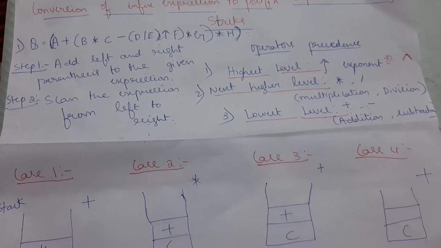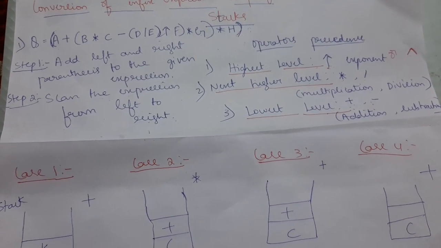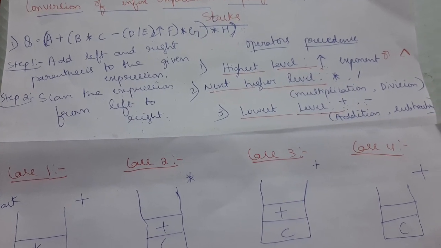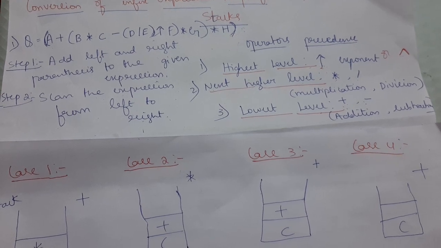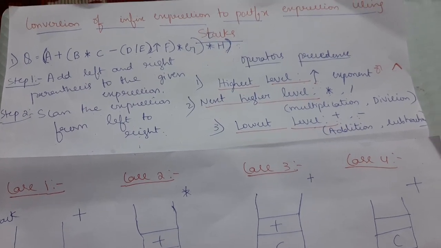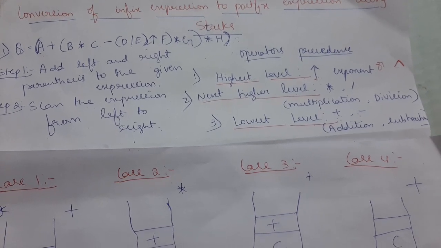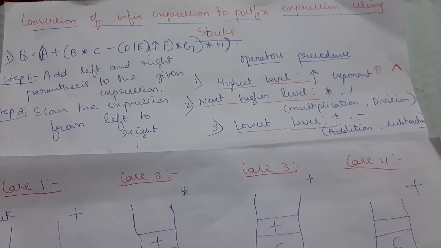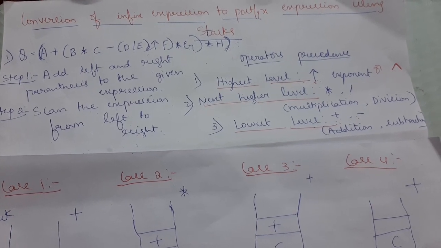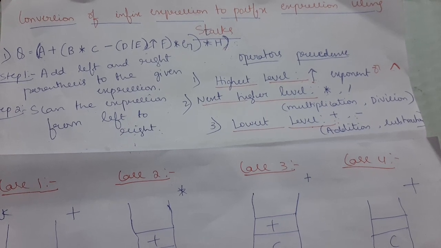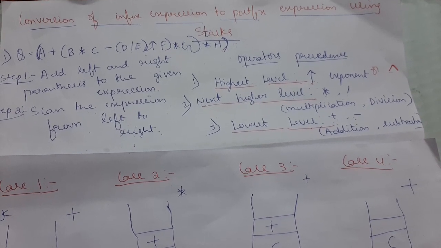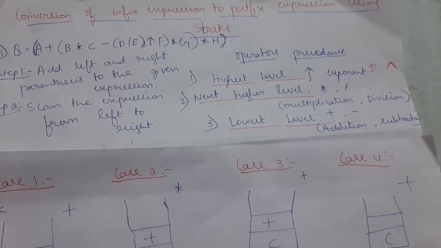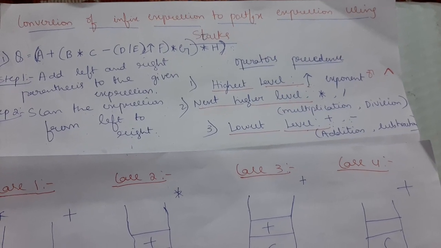The procedure is, if you encounter left parenthesis, that has to be pushed onto the stack. If you encounter operands, that is A, B, C, whatever it is, all those operands have to be placed in the postfix expression. If you encounter operators like plus, minus, star, division, exponent, all those operators have to be pushed onto the stack. If you encounter right parenthesis, then you have to pop all the elements from the stack till you get left parenthesis in the stack and you have to cancel it. Okay, so this is very important. You need to remember this while converting an infix expression to postfix expression.